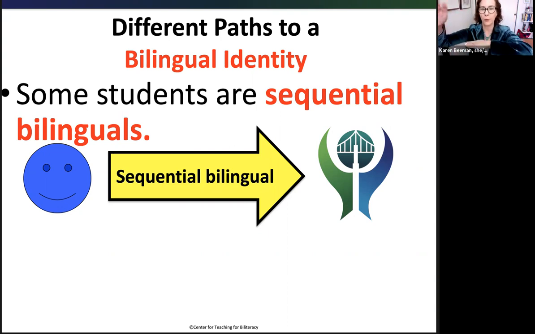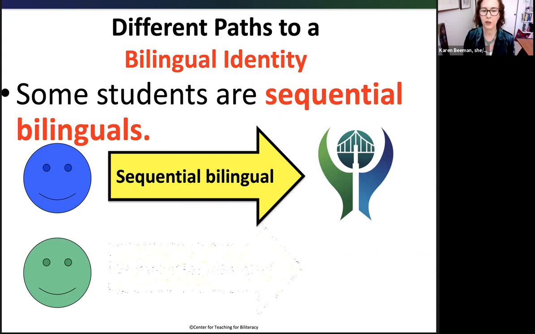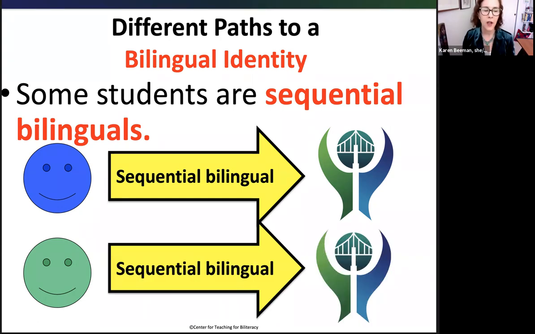So some sequential bilinguals are blue, other sequential bilinguals are green. What does that mean? It means that they only know Spanish, they're going to add on English, and they're going to become fully developed. So two kinds of sequential bilinguals. These are monolingual students who become bilingual. And typically your green students are not born in the United States. They are your students who come from Honduras or Argentina or Mexico, and they know that one language and are becoming bilingual into the second.